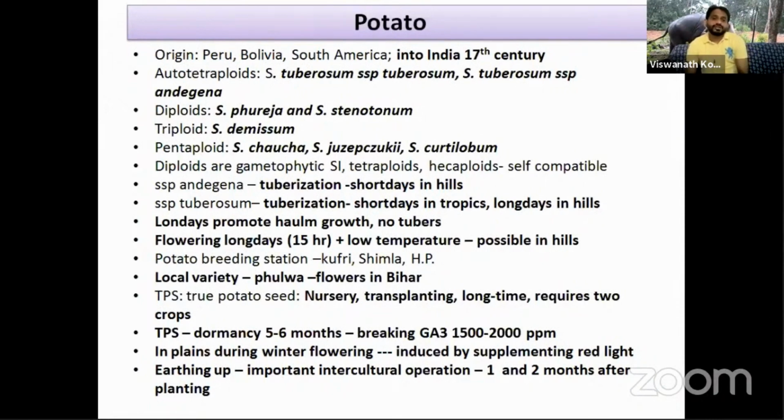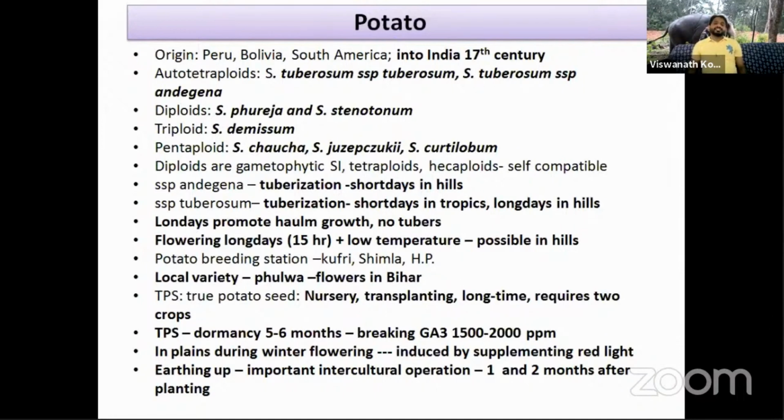the diploid species itself will have the doubling of the chromosomes naturally. That is autotetraploid. But different books report differently, especially in potato and sweet potato. Some say it is an autotetraploid, and some say it is an allotetraploid. But anyhow, it is a polyploid. There are triploid species, Solanum demissum, and pentaploid species, Chaucha, Ziepesky, and Cactylogum. The diploid Solanum species had gametophytic self-incompatibility, whereas the tetraploids and heptaploids are self-compatible.